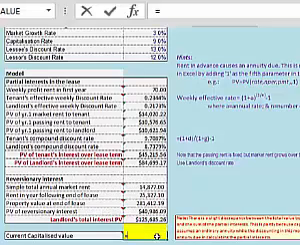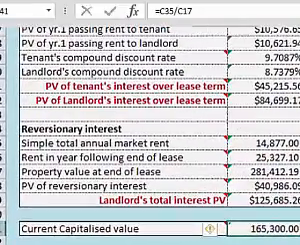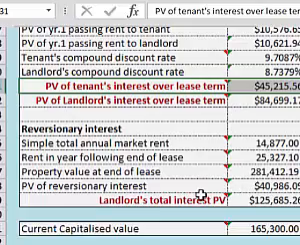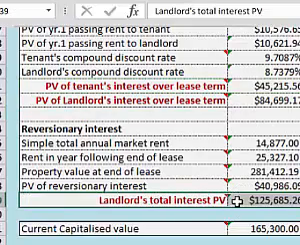Just to complete the calculation, not totally necessary, we'll work out what the current capitalized value is. And we do this by taking the current annual rent, the market rent in this case. We're going to divide that by the cap rate. That gives us $165,000. What we see here is there is an approximate correlation between the tenant's interest added to the landlord's total interest. Comes fairly close to the $165,000.